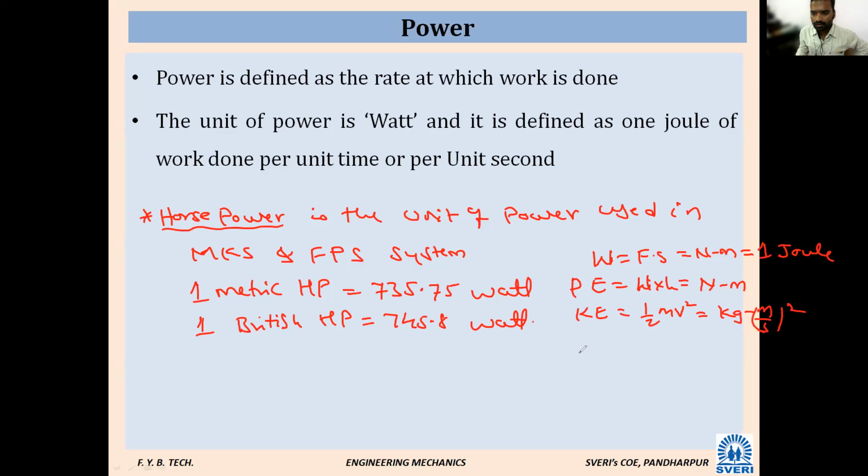Then coming to the power. Power is equal to what? Rate of change of work done. So work done divided by time. So that is Newton meter per second. You can also say 1 joule per second. This is equal to 1 watt. Is it correct, all of you? Yes sir. Again, this power can be expressed in MKS system or FPS system. 1 metric horsepower is equal to 735.75 watt. Then 1 British horsepower is equal to 745.8 watt. Is it clear, everyone? Okay.